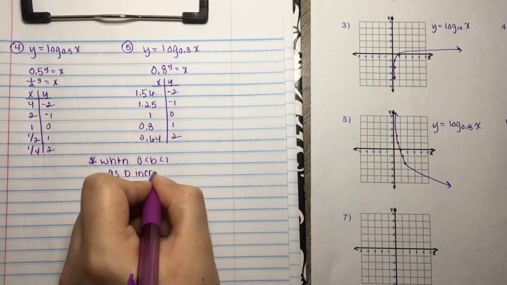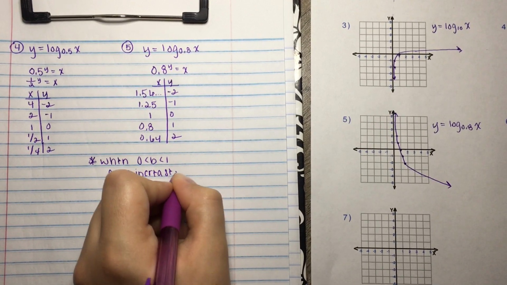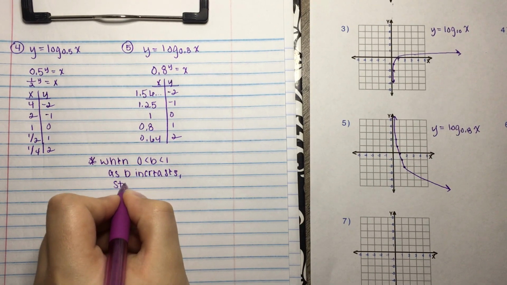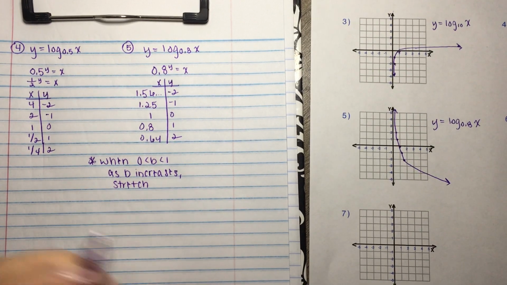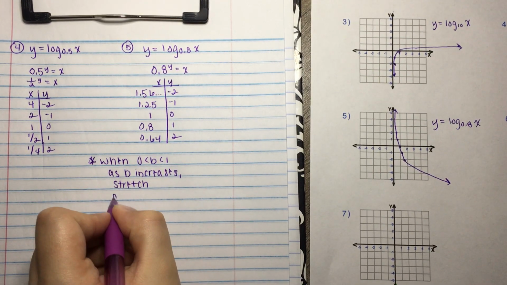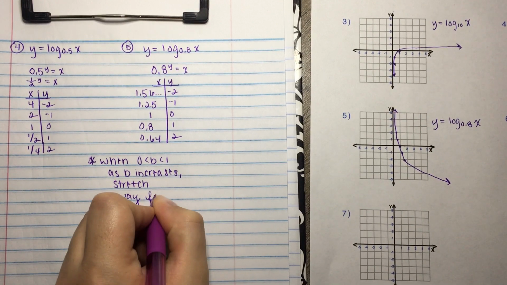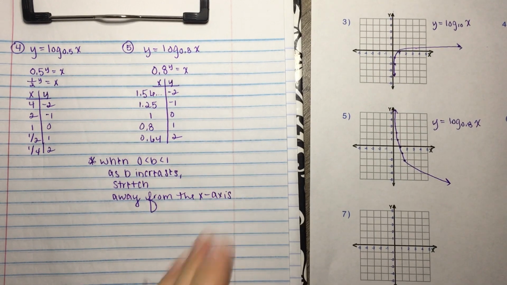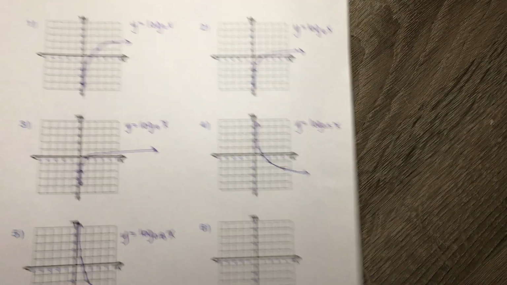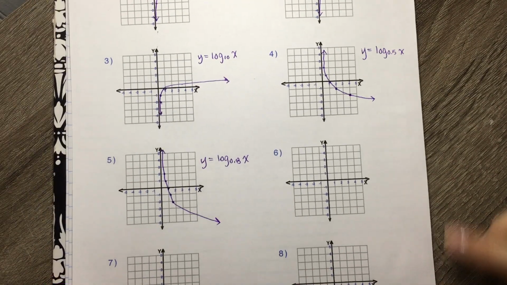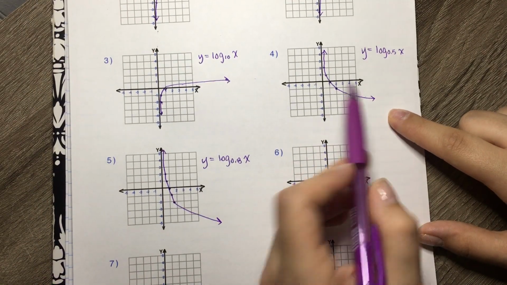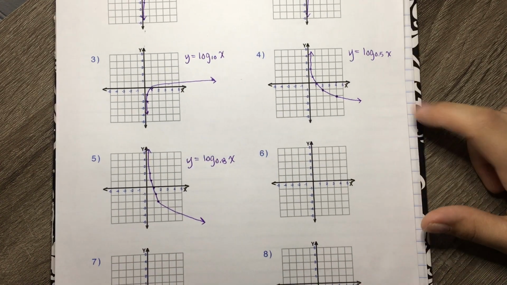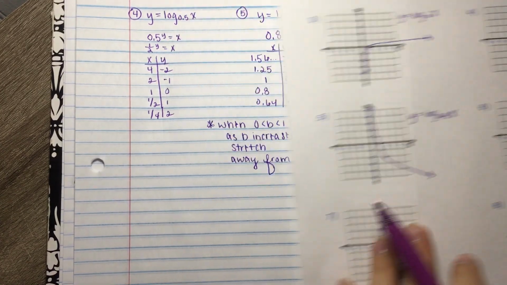So from number 4 to 5, our base did increase. It went from 0.5 to 0.8. Instead of having a compress, now we have like this stretch. And I should say that we get further away from the x-axis. And then you could see here, just kind of going back to those two graphs, I wish I graphed them side by side, but I didn't. Here's 4. It's a little closer to the x-axis, and then as the base got bigger, we're a little further away from the x-axis.